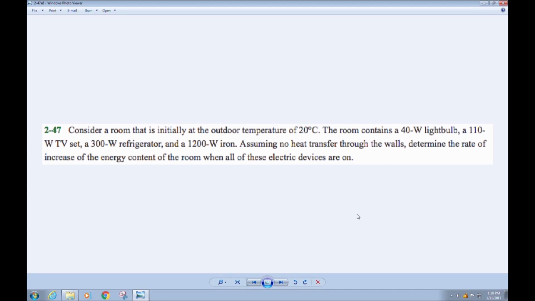Okay, so this one is a little bit different. First of all, if you look at the wording and look at the units, everything's in terms of a rate, right? Watts is joules per second, right? It's energy per unit time. They're talking about the rate of increase of energy content of the room. So how might we approach that problem?